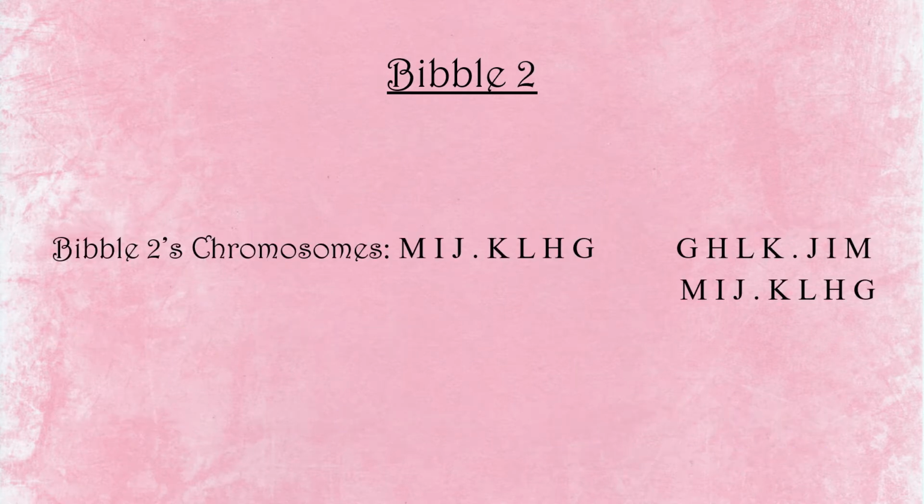Here are Bibble 2's chromosomes. Again, we have to flip the second one around in order to have some parts line up. We see that the chromosomes line up exactly, meaning there is no aberration in the chromosome. It is a complete and correct copy. Now let's see how a crossover between the J and K regions would affect the gametes of these chromosomes.